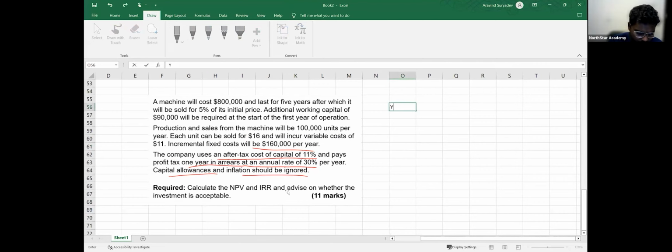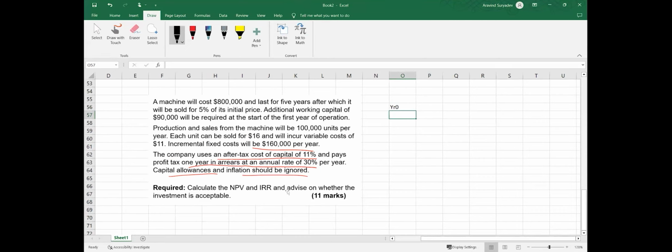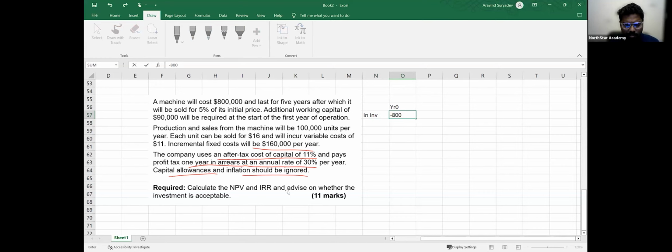Tell me, what are the cash flows in Year 0? What analysis of the question did you do? Year 0, what is the cash flow, guys? Nothing, is it? Working capital would come in at year 0. Yeah, initial investment. Usually we mention this later, but 800,000. Okay. Then what else?